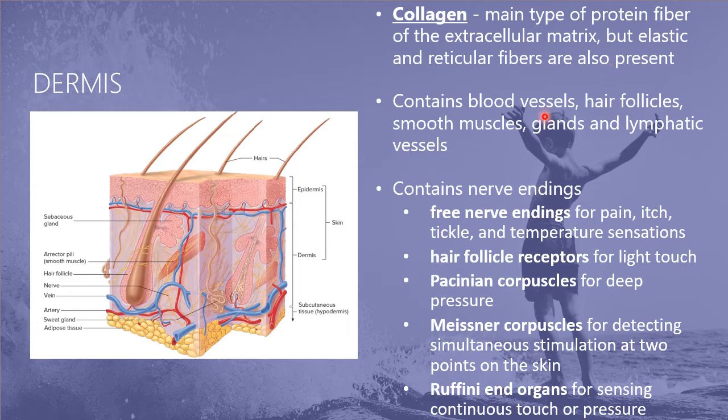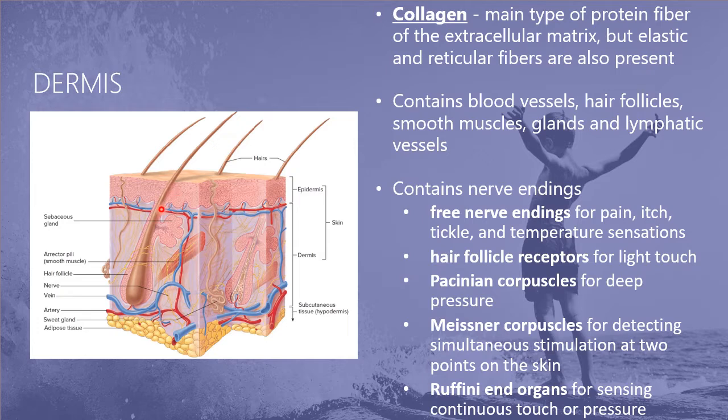It also contains your blood vessels, as you see in this picture, both your artery and your vein, and these blood vessels are for nutrient and waste exchange. Via your capillaries, it supplies nutrients and exchanges waste to the living cells of your epidermis.